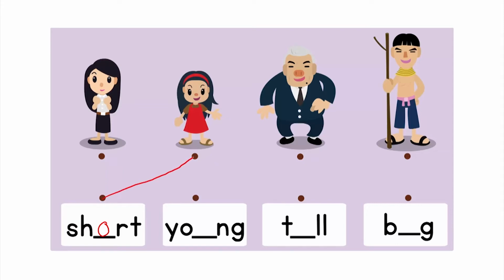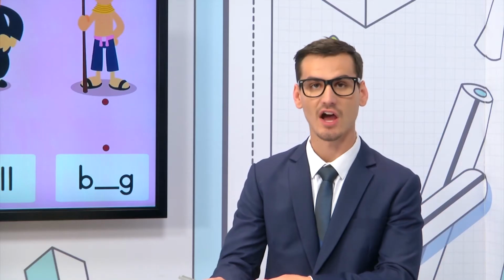Yes. That's right. Then we have young. What letter is missing in the word young? I don't think it's A, but it is a vowel. U. Y-O-U-N-G. Young. Where does this go? Picture number 1. The student. Good job. Then our next word is tall.